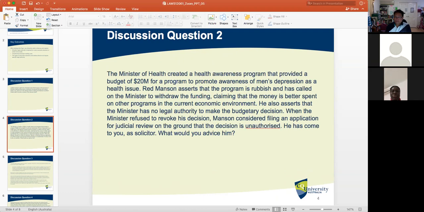The Ministry of Health created a health awareness program that provided a budget of $20 million for a program to promote awareness of men's depression as a health issue. Red Manson asserts that the program is rubbish and has called on the minister to withdraw the funding, claiming that the money is better spent on other programs in the current economic environment. He also asserts that the minister has no legal authority to make the budgetary decision. When the minister refused to revoke his decision, Manson considered filing an application for judicial review on the ground that the decision is unauthorized. He has come to you as a solicitor. What would you advise him?